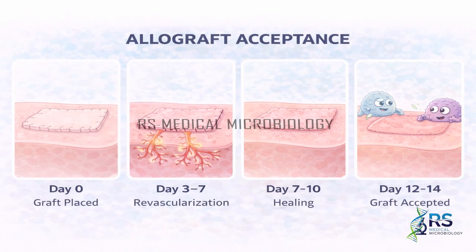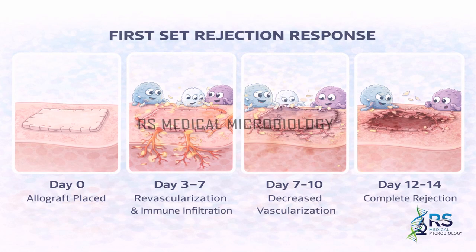Now let us see what the normal graft acceptance process is. The graft begins to revascularize in 3 to 7 days, and the healing process starts around 7 to 10 days, and the graft is fully accepted by the end of 2 weeks. So, what will happen if the graft is not compatible with the host?